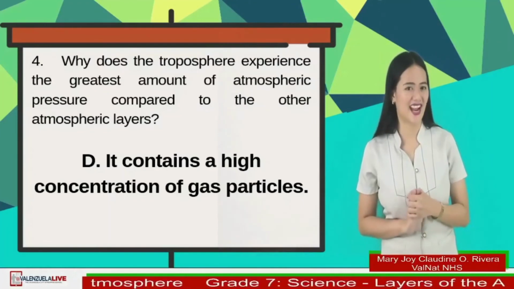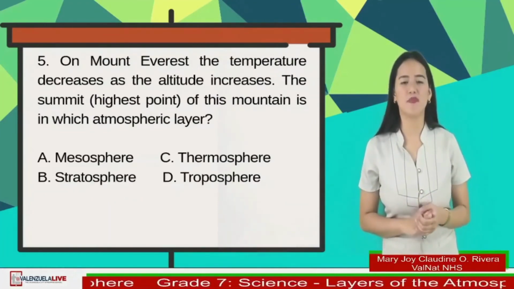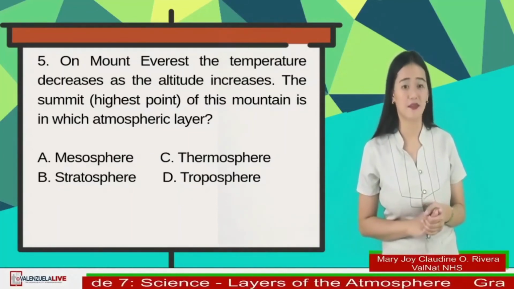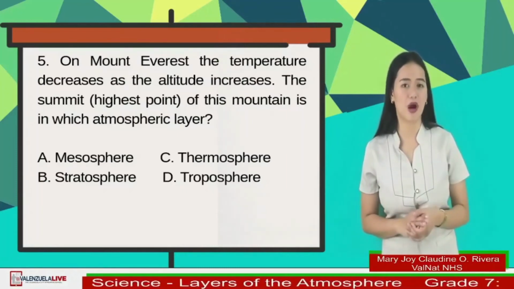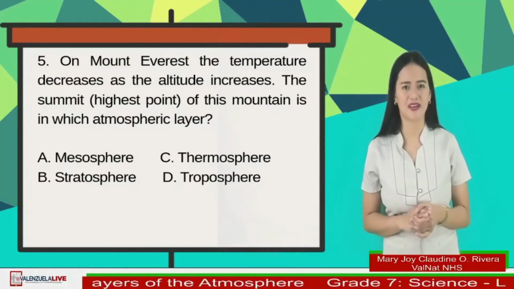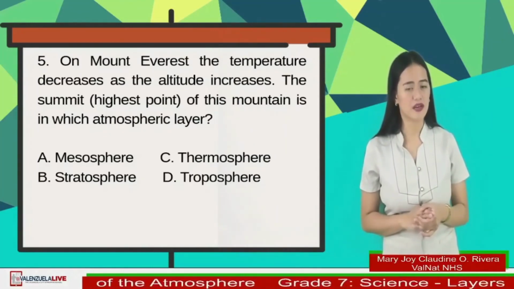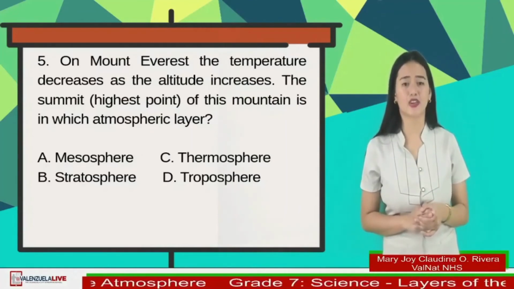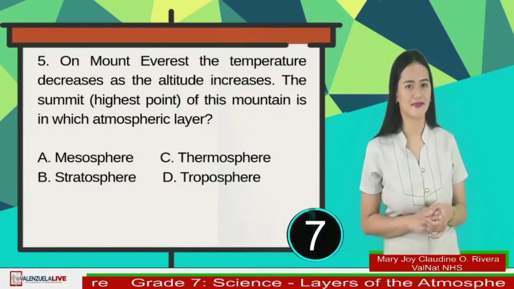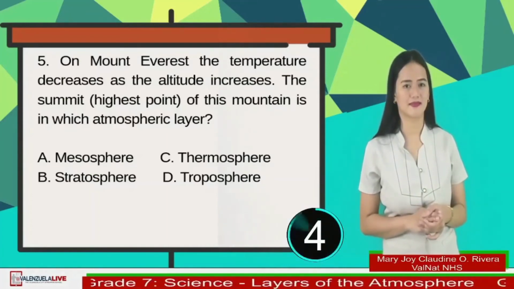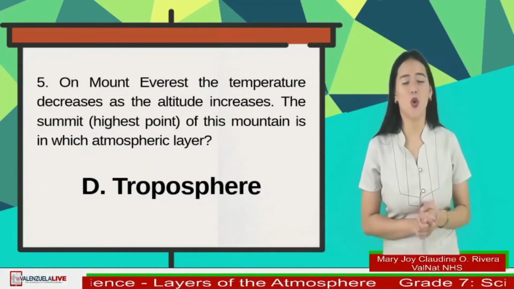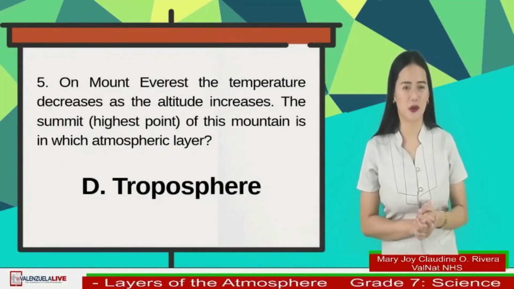Next, last item, number 5. On Mount Everest, the temperature decreases as the altitude increases. The summit or the highest point of this mountain is in which atmospheric layer? A. Mesosphere, B. Stratosphere, C. Thermosphere, or D. Troposphere? Perfect! Mount Everest is found within the atmospheric layer of the troposphere.